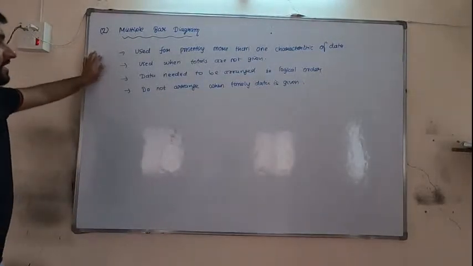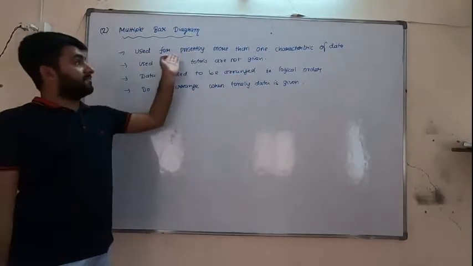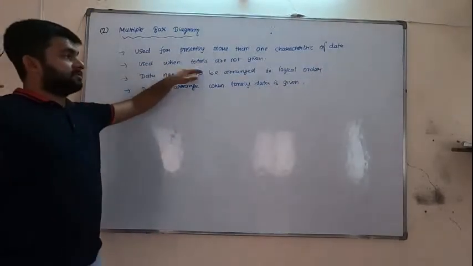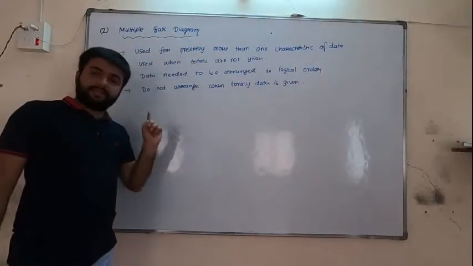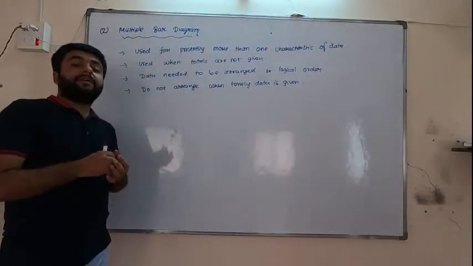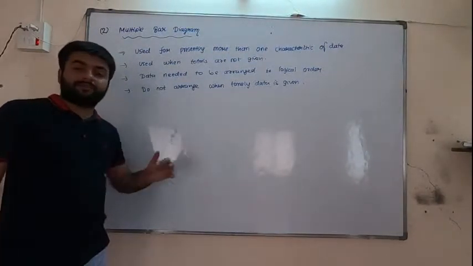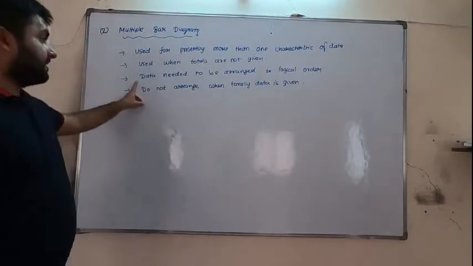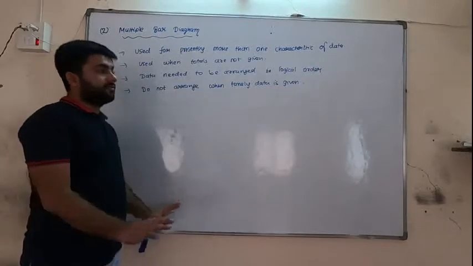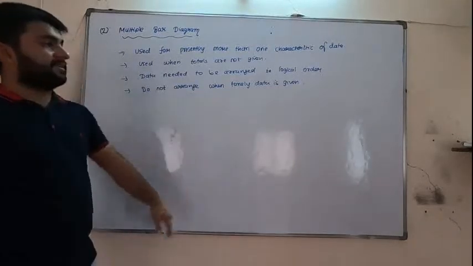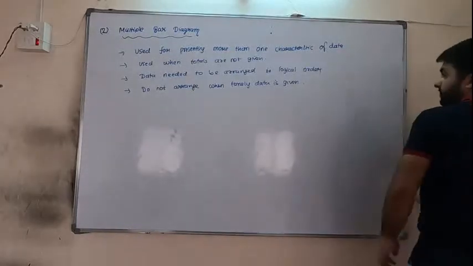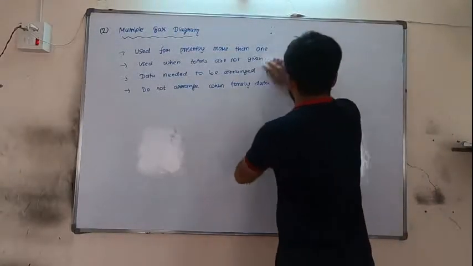In a simple bar diagram we have only one characteristic, in multiple bar we have more than one characteristic. This is also used when totals are not given. Same way for simple and multiple, the things are same. In both, total should not be mentioned in the question, otherwise the type will change. Data needs to be arranged in logical order, and do not arrange when timely data is given. Now come back to the graph book.